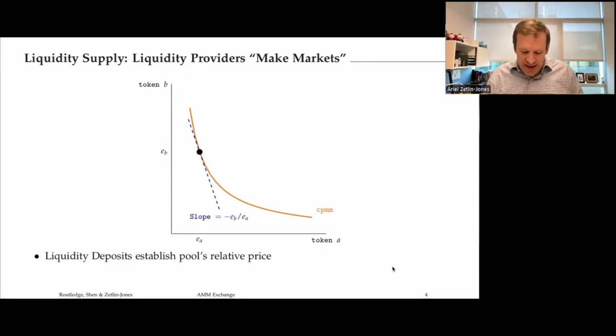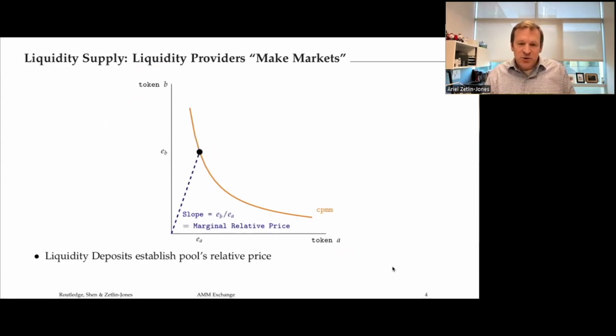It's going to be useful, I think, to visualize this. Instead of visualizing the slope of the curve at that point, it turns out it's just minus EB over EA. We can also see it as just the ray from the origin. The slope of the ray from the origin also gives us that marginal price. So again, a liquidity supplier, by making a deposit, establishes a relative price between the two tokens.